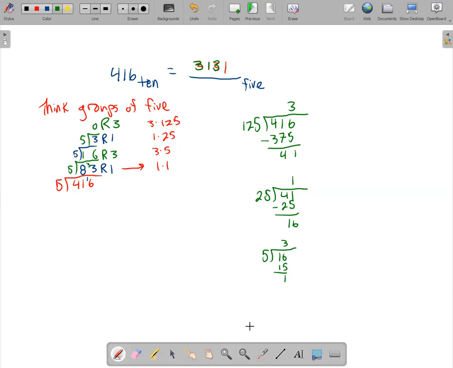So there's a couple different ways to think about it. You can think about using the largest place value possible. And it's like counting back change, use the biggest bills first. Or you can think about repeating division and looking at the remainders, because division finds groups of, in this case, groups of 5.